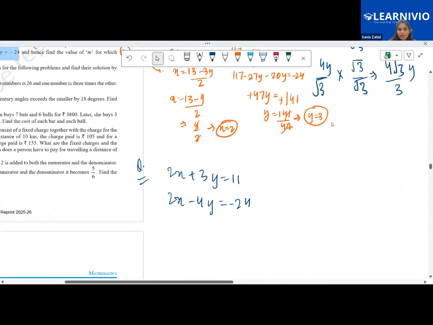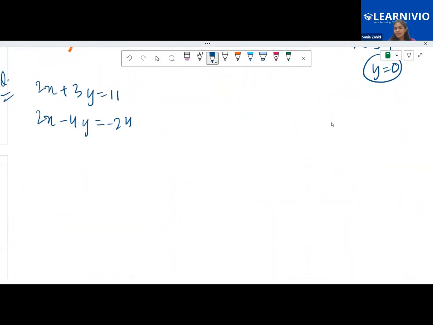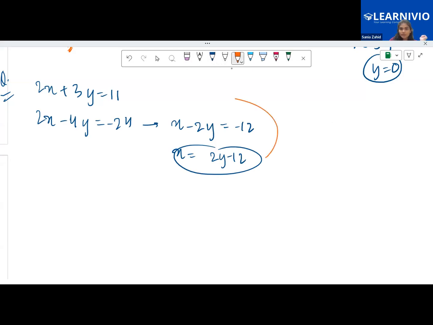Now, if you look very carefully, can I cancel the second equation? Can I cancel the entire equation with 2? Yes, if the numbers are divisible by 2. So I can cancel the entire equation with 2 and I get x minus 2y is equal to minus 12. Right. And now x becomes equal to 2y minus 12. Right. This is the value for x. Now you can substitute it over here. And what do you get?